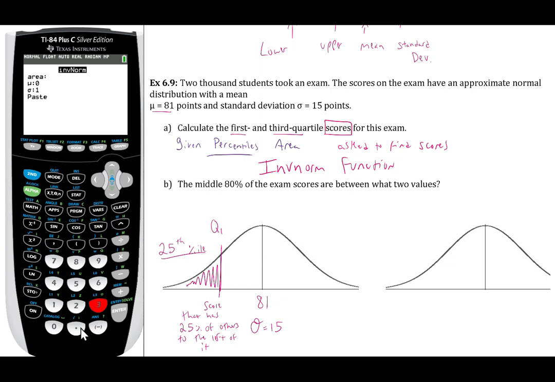So I like to joke around and say that whenever we're using the inverse norm function, we need to think of Beyonce, because Beyonce is famous for singing a song that talks about everything being to the left. In my calculator, the area has to be to the left. And we know that the mean is 81 and the standard deviation is 15. It's given in the question.